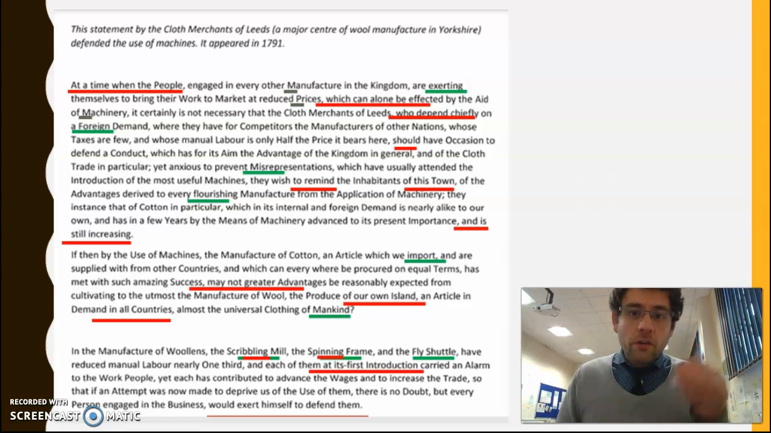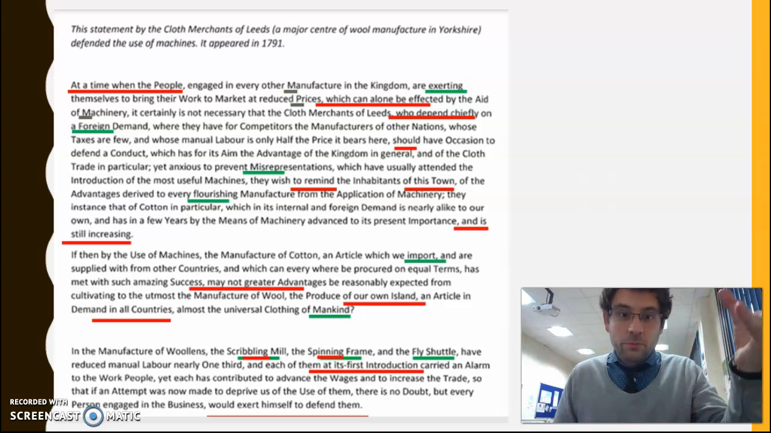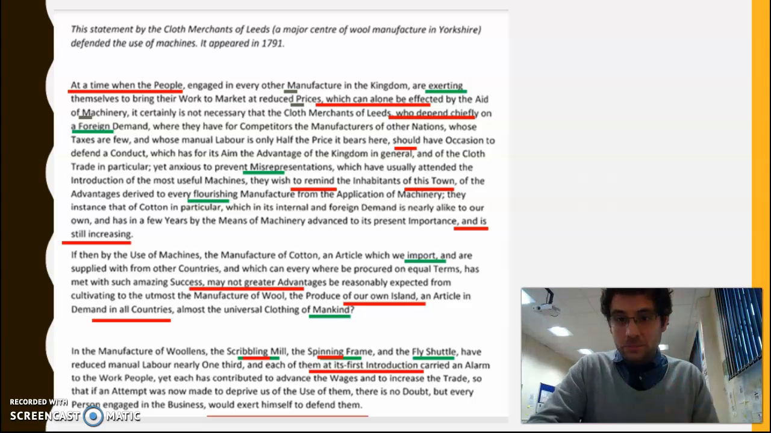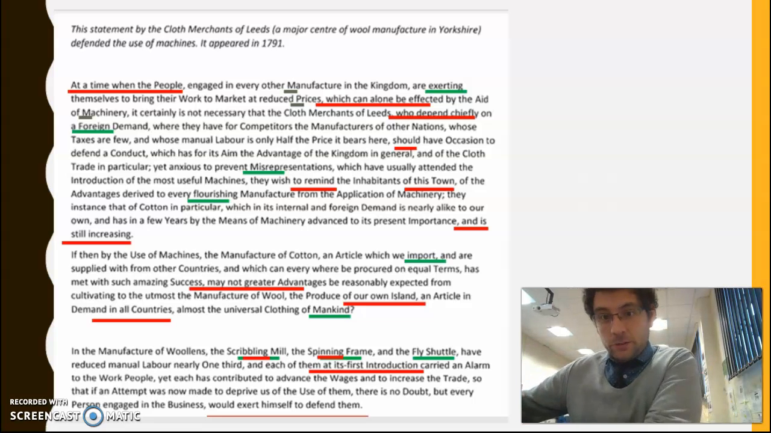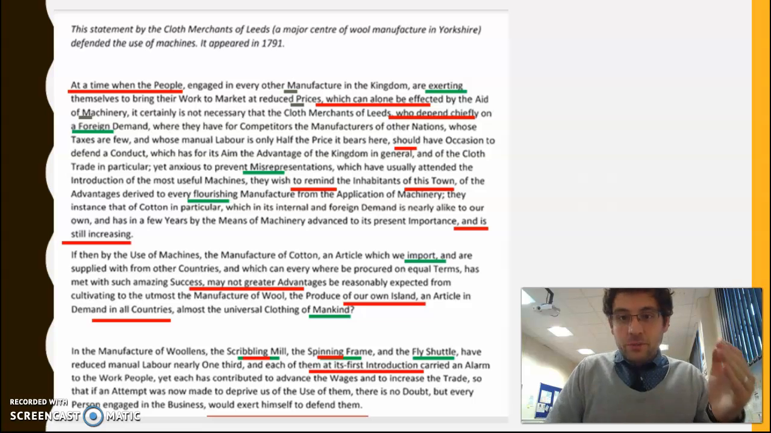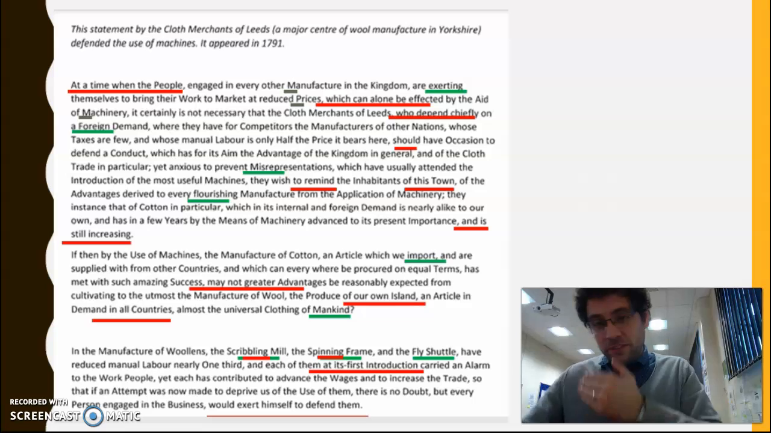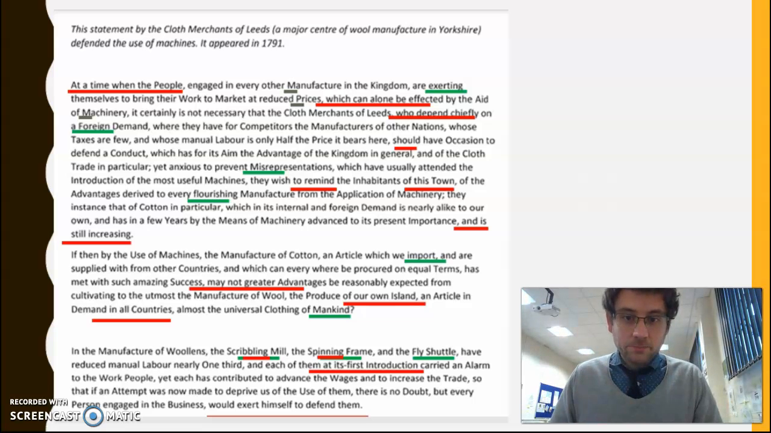"The produce of our own island, an article in demand in all countries." Notice those two prepositional phrases. The products come of England or of Britain, but they are in demand in all countries. So those two prepositional phrases again show interconnectedness. What happens in Britain is demanded in other countries. The prices paid in other countries are creating benefit for Britain. So this is all about interconnectedness, all about trade, all about the benefits of technology and to society.